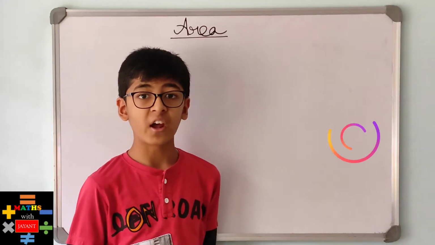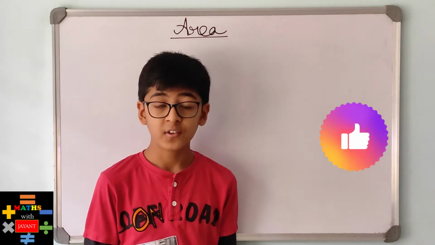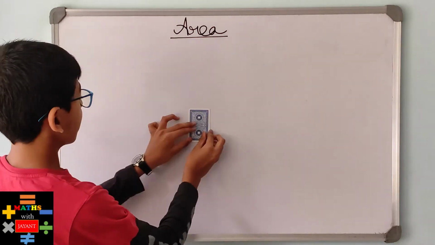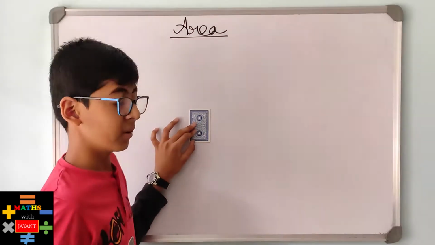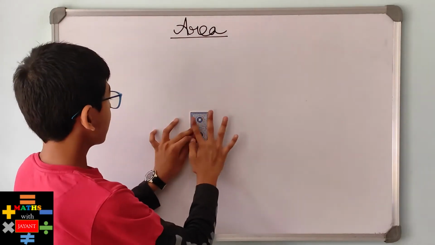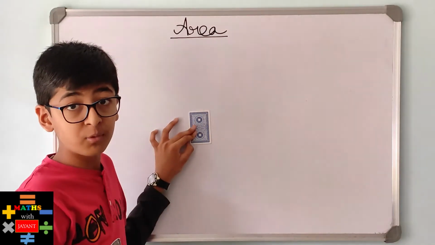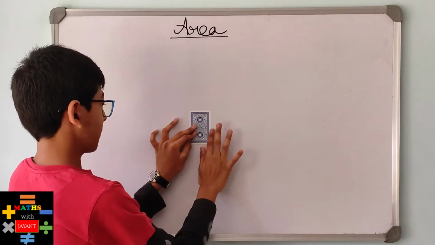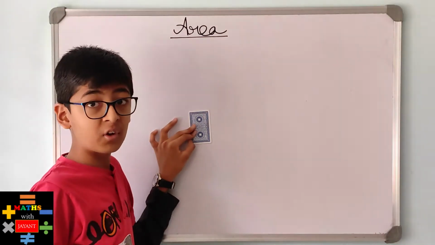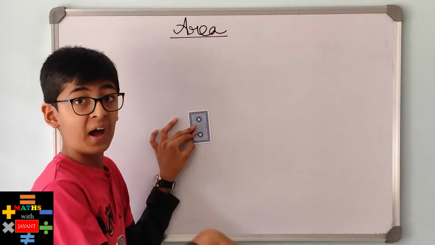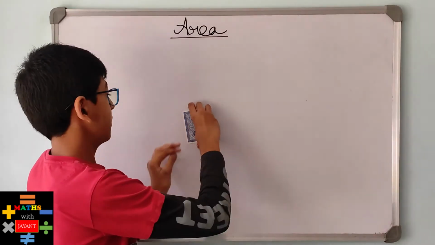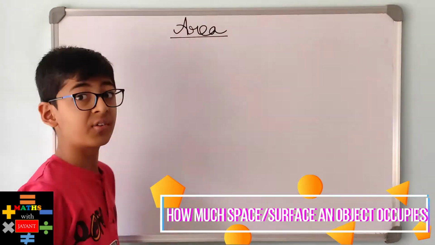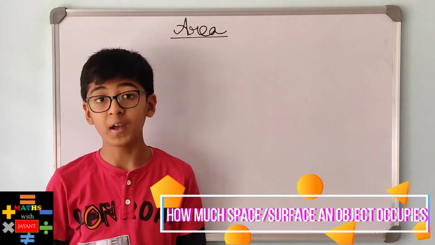Now let us understand what is area. So what is area? Over here I have a card. If I place this card on the whiteboard or on a paper, you see that this card is occupying some space. It is taking some surface. We can see that this is occupying some area. How much space is it occupying? The measure of that is called area. So area is nothing but how much space or surface an object occupies.